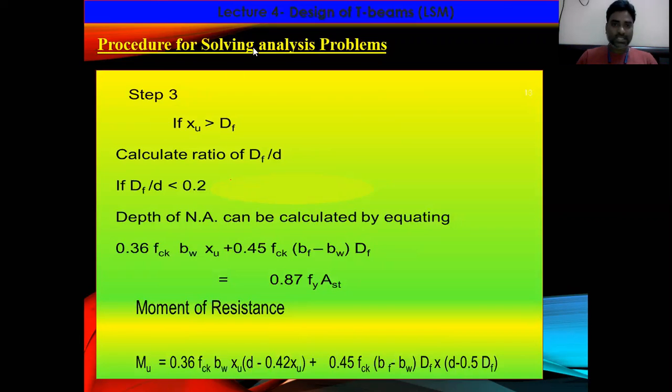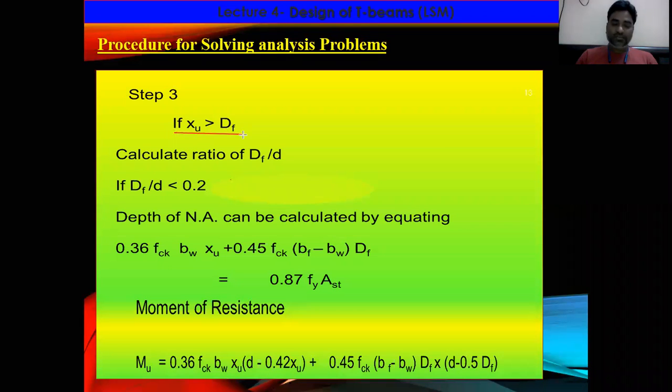So suppose here the case is the depth of neutral axis is within the web and the criteria is df by d is less than or equal to 0.2. For this case, we already discussed the concept earlier of how to determine the moment of resistance. You need to determine the depth of neutral axis by equating the compression force equal to tension force. For this case, the compression force is divided into two parts: the compression force taken by the flange and the compression force taken by the web.